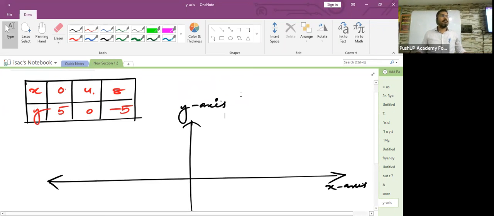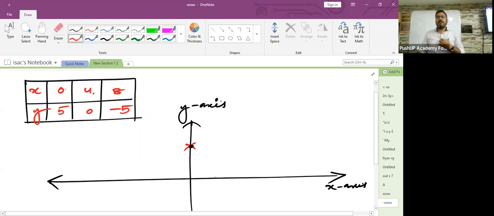So 0,5. Aditya, which axis? 0,5. Which axis? Y-axis. Positive or negative Y-axis? Positive Y-axis. Very good. So here is your 0,5.